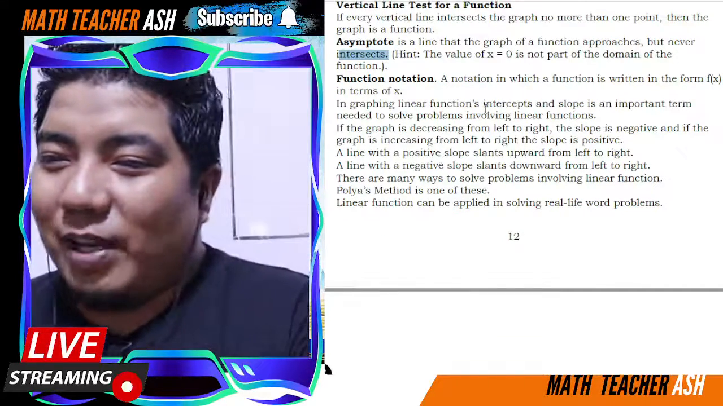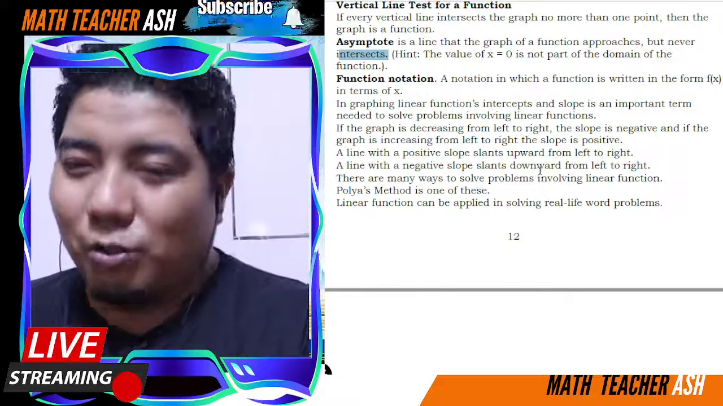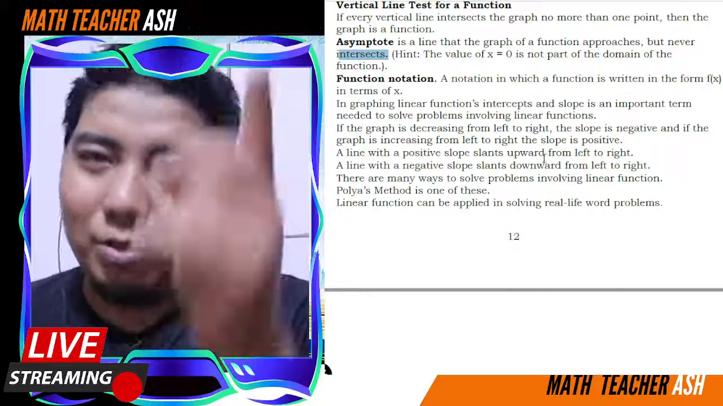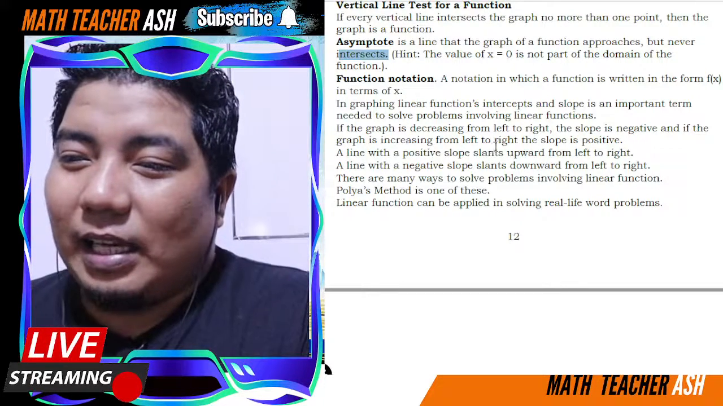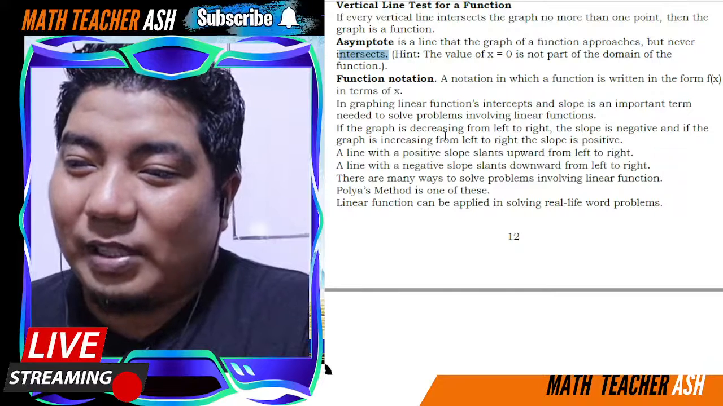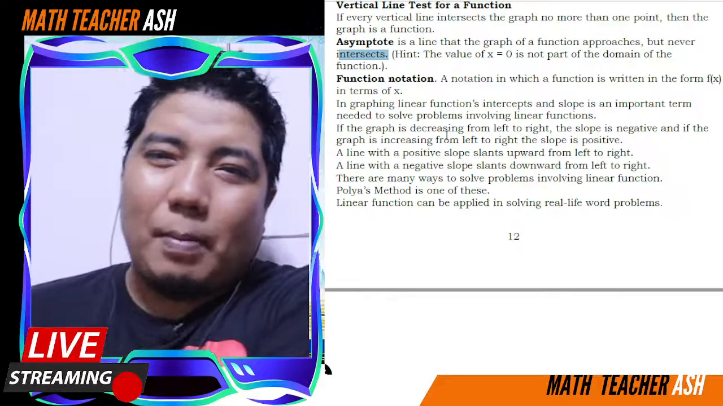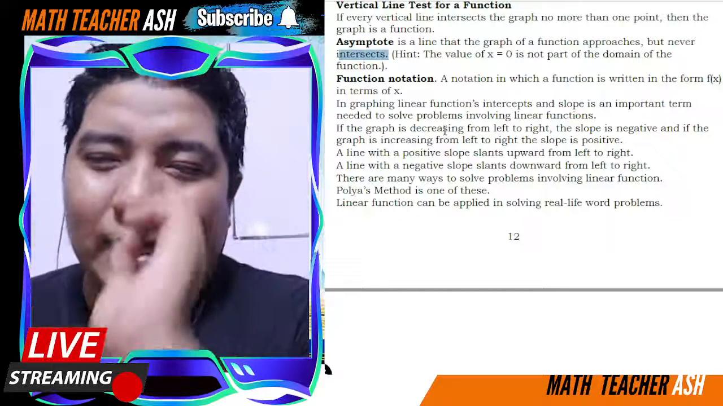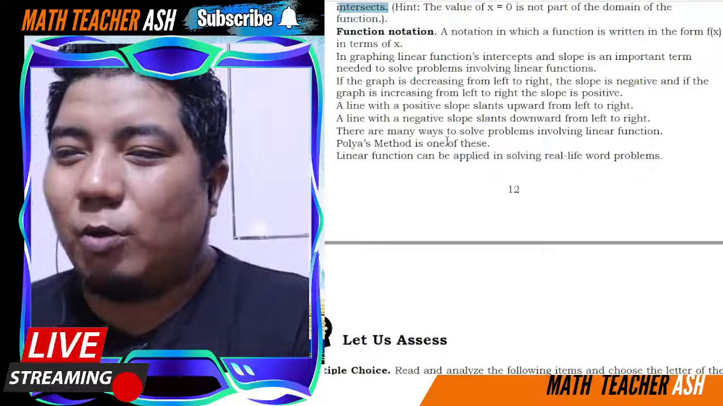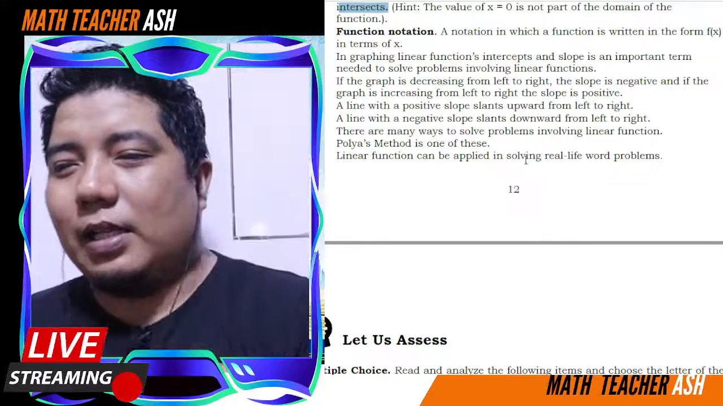So, in graphing linear function, you can use the slope and the intercepts, or you can also just use the intercepts. And then you just connect the dots. If the graph is decreasing from left to right, mula siya sa taas, papunta sa pababa, that is decreasing. Pero kung nagsimula siya sa baba, papunta sa taas, then that is increasing. Okay, so positive slope siya kapag increasing. Negative slope naman kapag decreasing.